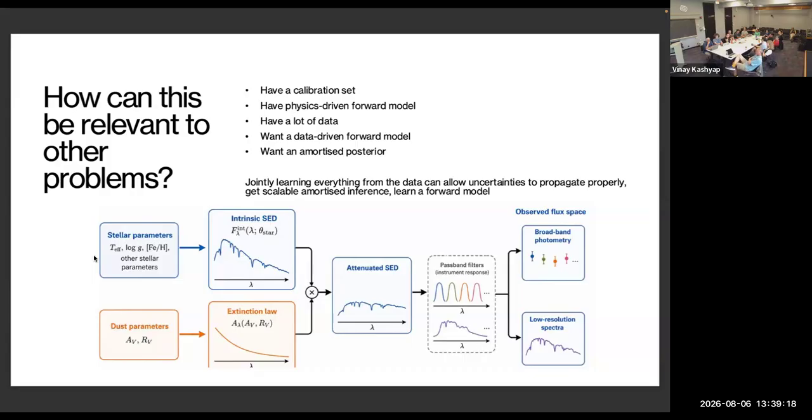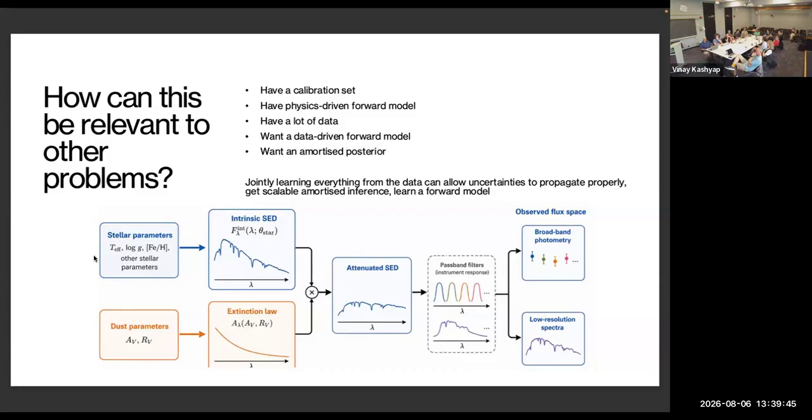So the purpose of this method is to try to combine all of this information when your calibration set is much smaller than the observed data that you expect to see, but also use the information from the physics-driven methods, so that we can quantify how wrong these methods are, and ultimately try to get reliable posterior inference.